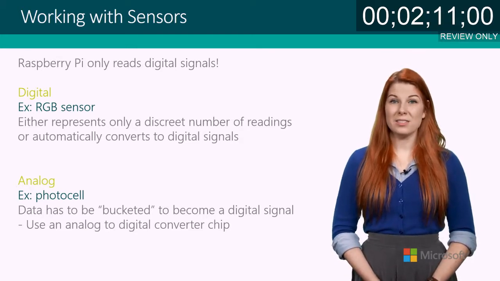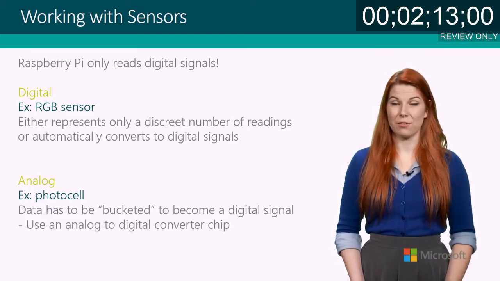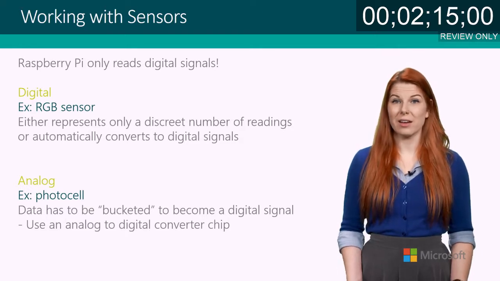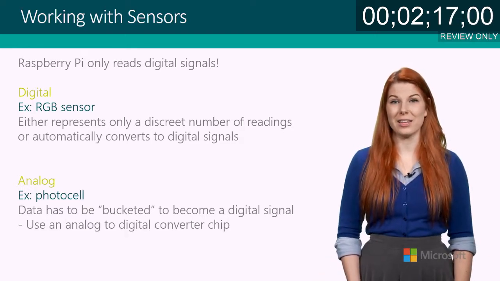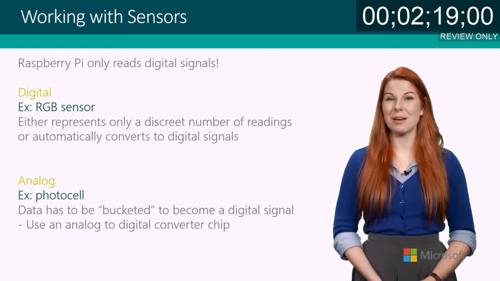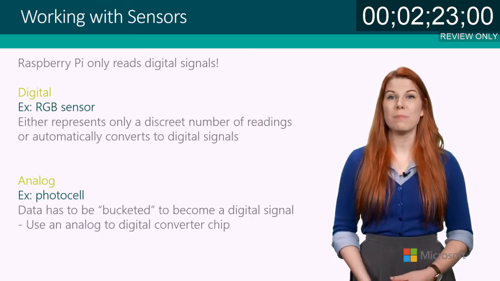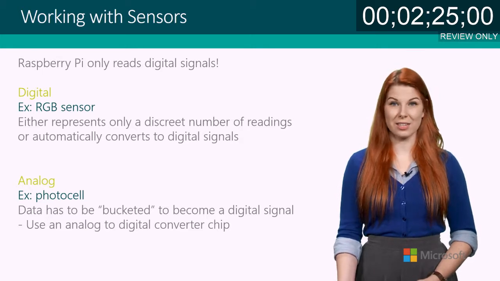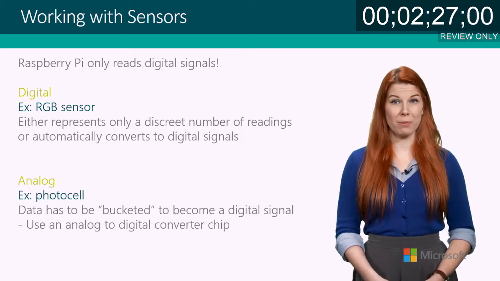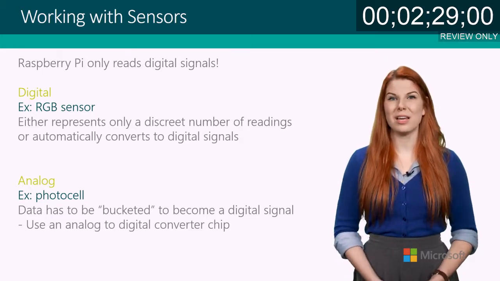There's also analog sensors, like the photocell in your box. Now, these don't do anything with the information they gather from the real world. It's still just analog. However, the Raspberry Pi can't understand that. But that's okay, because there's a separate chip in your box called the analog to digital converter that if you pass the information from your analog sensor through that chip before you pass it to the Raspberry Pi, it'll do that digital bucketing for you.